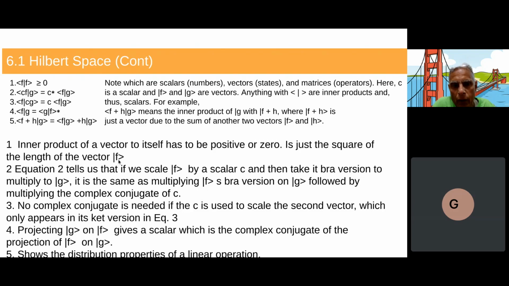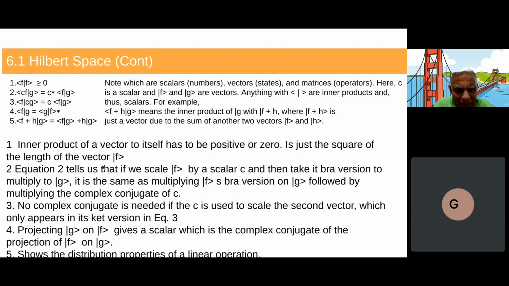But in the other case, no complex conjugate is needed, because you are scaling the second vector, which only appears in ket space. So that means G is in ket space, so you are scaling it with C. There is no change in that. But in the case of F, it's a bra which you are multiplying with. So if you multiply ket with ket and ket with bra, there has to be a change. Otherwise, you leave it as it is.